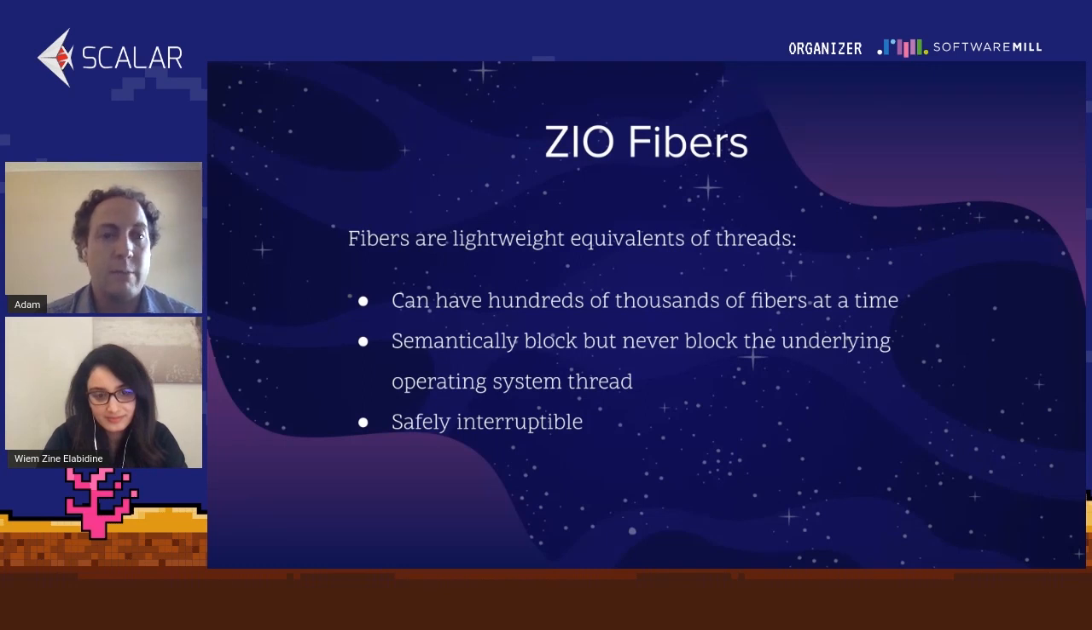The first one is that fibers are much more lightweight than threads. In an application, you could have tens or hundreds of thousands of fibers at a given time, whereas if we ever had that many threads, we'd be dramatically reducing the performance of our application, because we'd spend so much time switching back and forth between them and managing them. The second key difference is that fibers can semantically block, but they never actually block any underlying operating system threads. And the third difference is that fibers are safely interruptible. We're going to go into more detail on each of those in this talk.